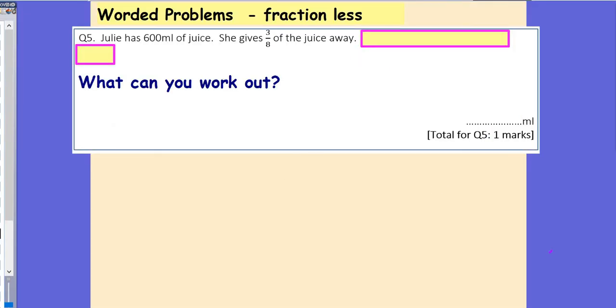Okay, let's have a look at some of those exam type questions. The first one I'm going to ask you: Julie has 600 millilitres of juice. She gives away 3/8 of the juice. I'm not going to tell you what the question is, Year 7. Just what can you work out? Anything at all. Draw the bar, work some things out. Pause the video, have a little think, light blue books. What can you work out?